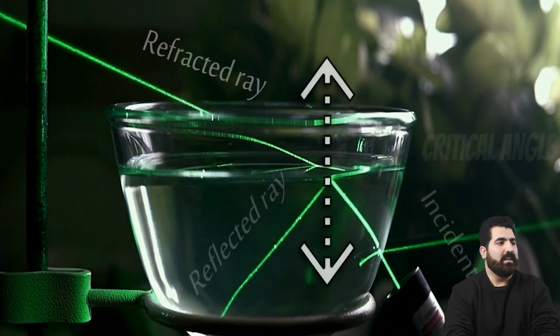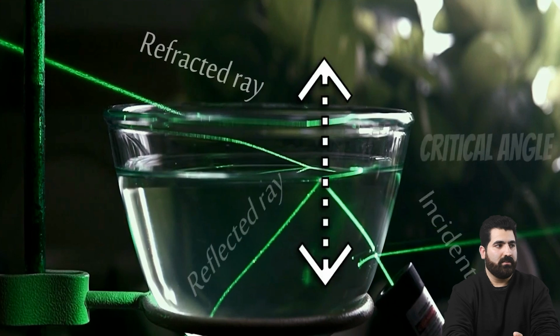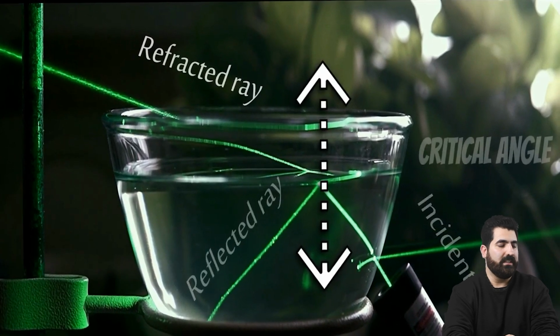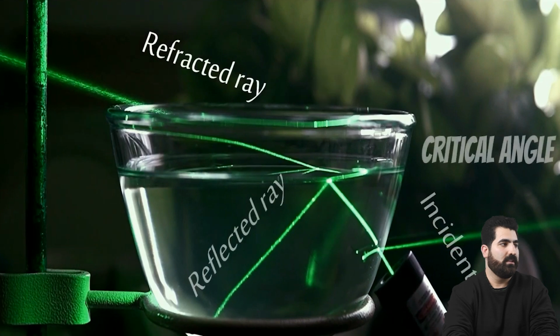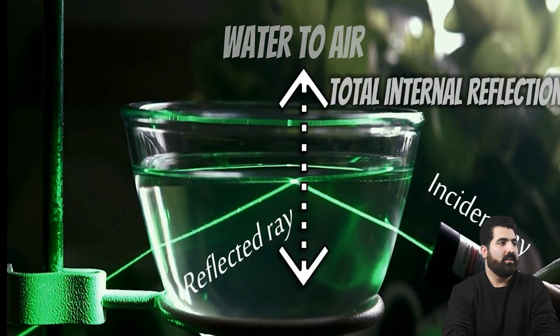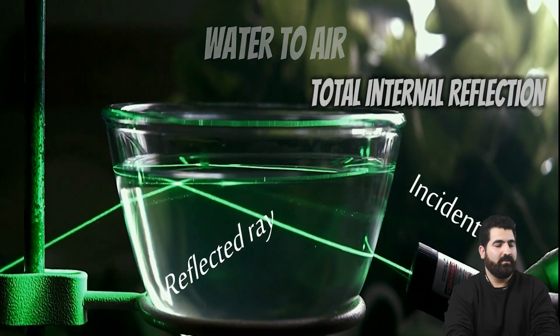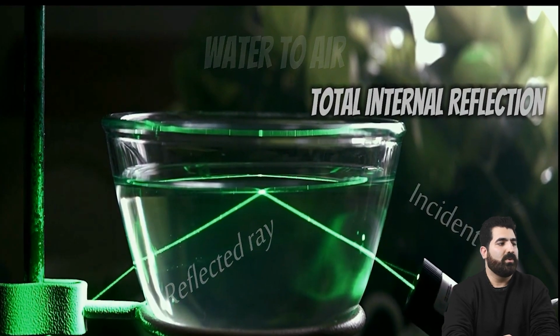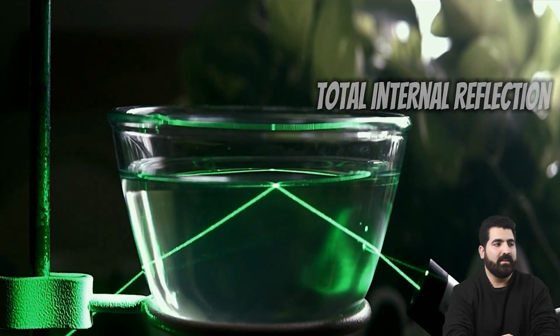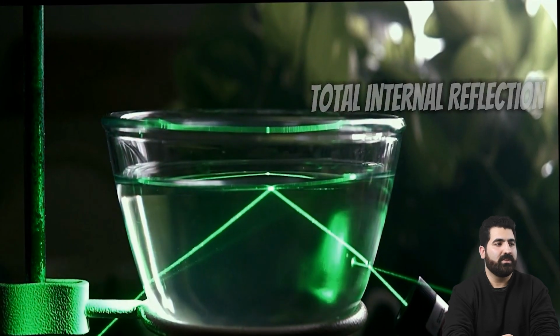The angle of incidence for which the angle of refraction is 90 degrees is called the critical angle. When the angle of incidence is more than the critical angle, the total light rays will be reflected back into the same medium, and you can see total internal reflection also.